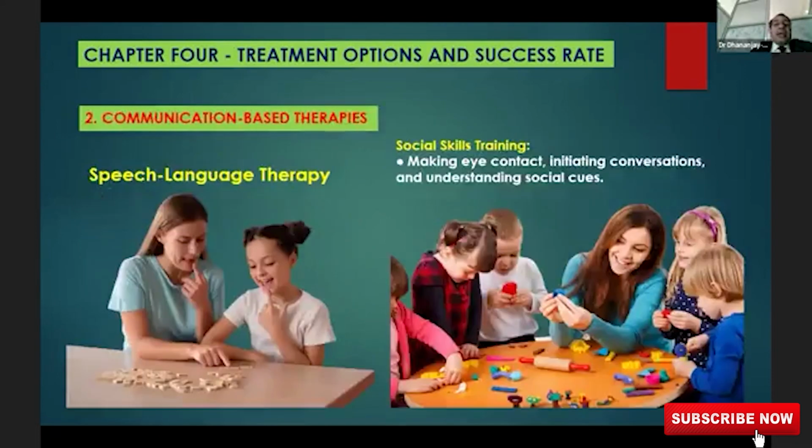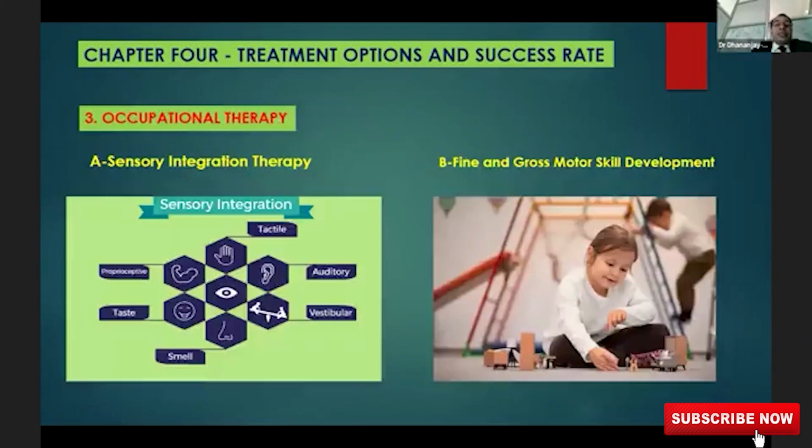Other interventions are speech and language therapy, and social skills training to develop eye contact, initiate conversation, and understand social cues. Then occupational therapy for sensory issues, sensory integration therapy is helpful. Fine and gross motor skill development and activities of daily living.